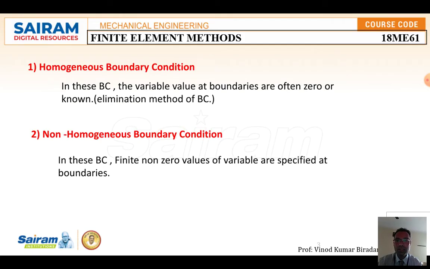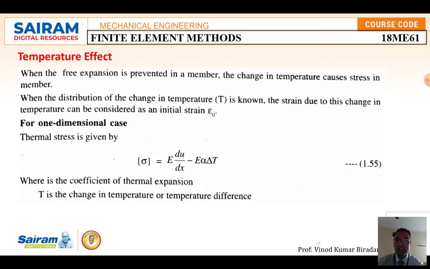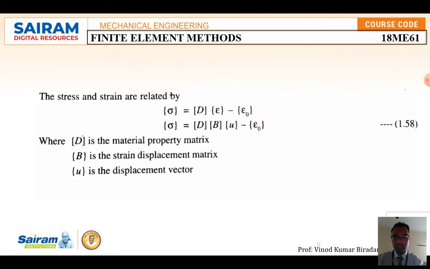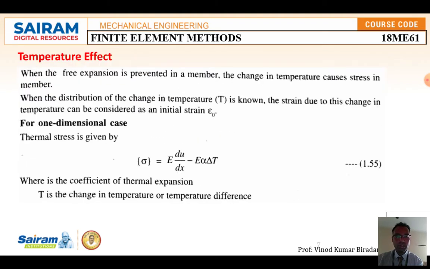Next, coming to the second part, that is the temperature effect. This is most important. So what is the meaning of temperature effect? We will derive this equation. The derivation is very simple, but it may be asked for 4 to 5 marks. Normally temperature depends upon the environment or the given problem, and the variation takes place from one stage to another stage. That is the temperature difference.